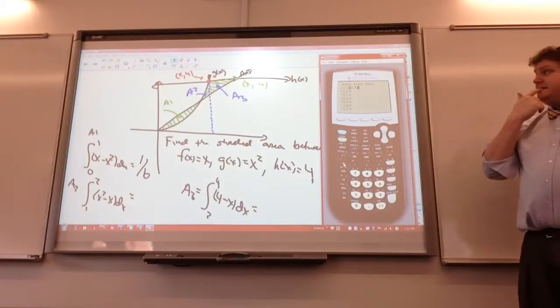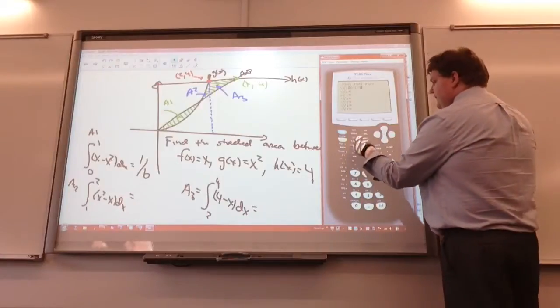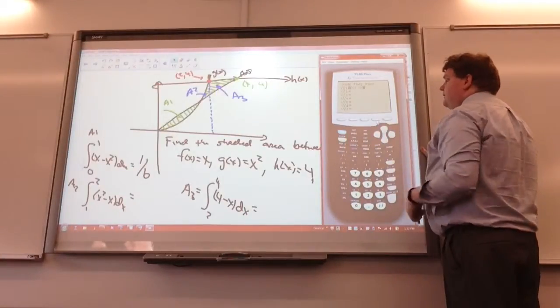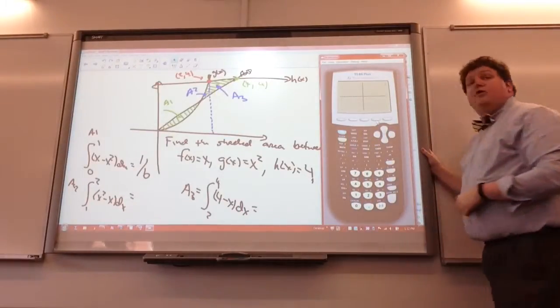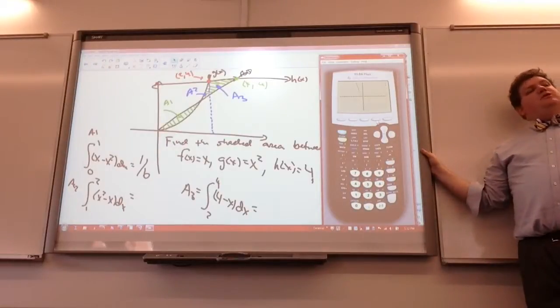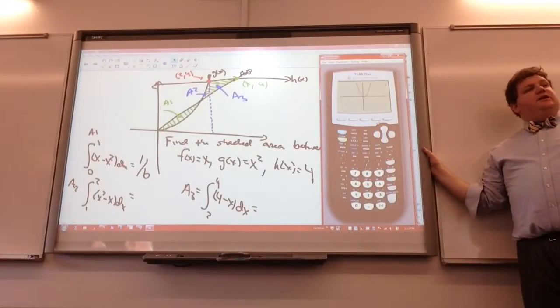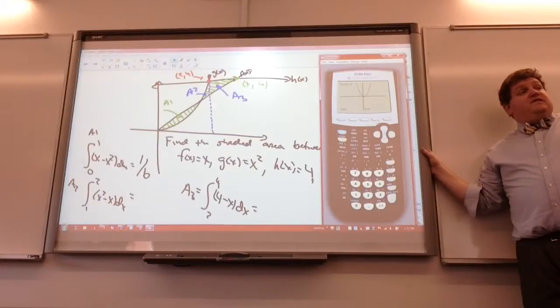Would you be able to put these in like y1, y2, y3? You could, but when you do that, to figure out the integrals, you're going to have to do the integral of x, then minus the integral of x squared. So it won't do both at the same time. Does that make sense? It will only do one line, one integral at a time. Okay.